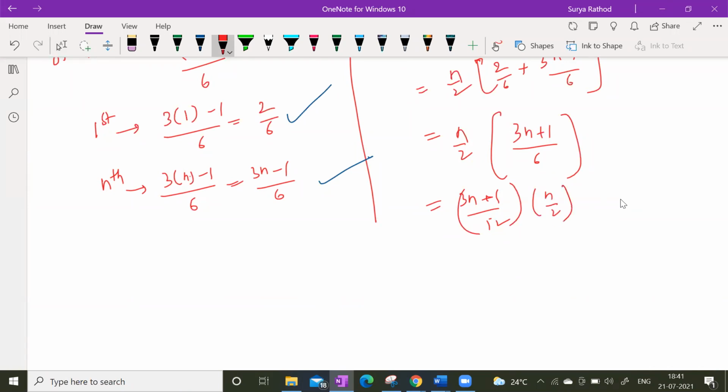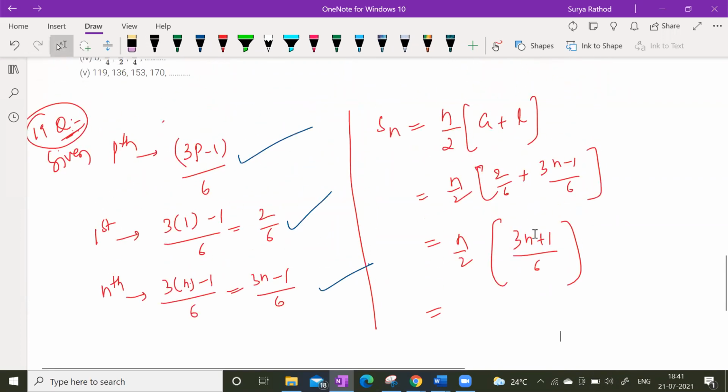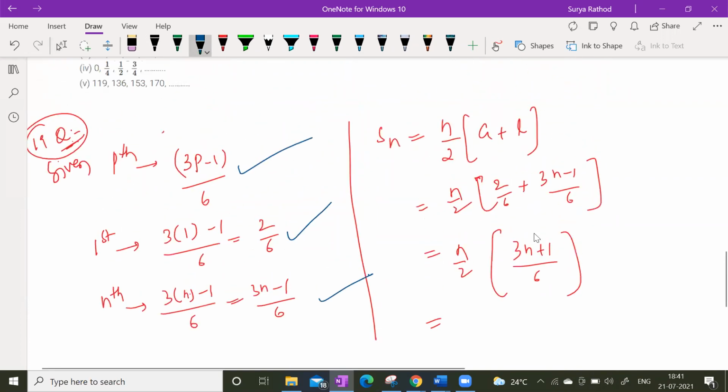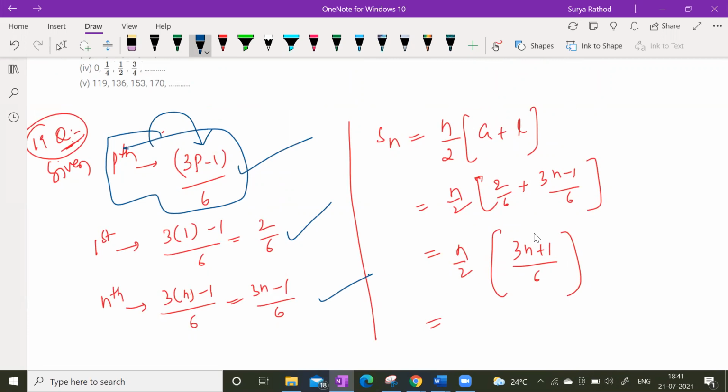Sir, why did you take 1 as p? Over here, why did you take first? See, he has given the pth term. So the pth term is that. The first term is what? Pth term is (3p minus 1) by 6, he has given. So the first term is what? In place of p, I'll be substituting 1. Nth term, I need the nth term. In place of p, I'll be substituting n.